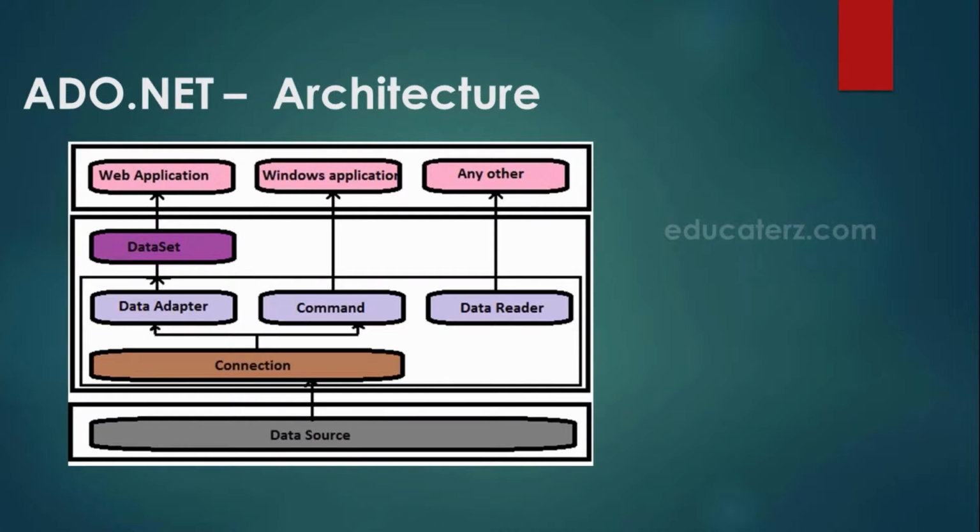So see this architecture. Here I mentioned this web application, Windows application, or any other application that can be connected to a data source via these things. These are 5 important things which will be discussed in the coming sessions, each thing in a separate video session: dataset in a separate session, data adapter in a separate session, command in a separate session, data reader in a separate session, and connection also in a separate session.